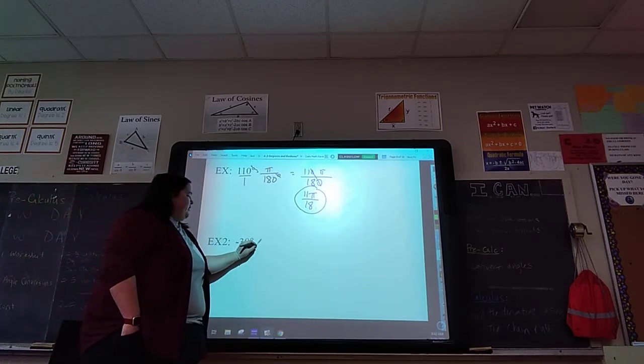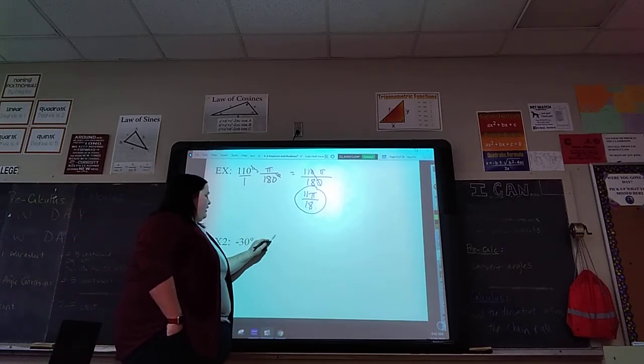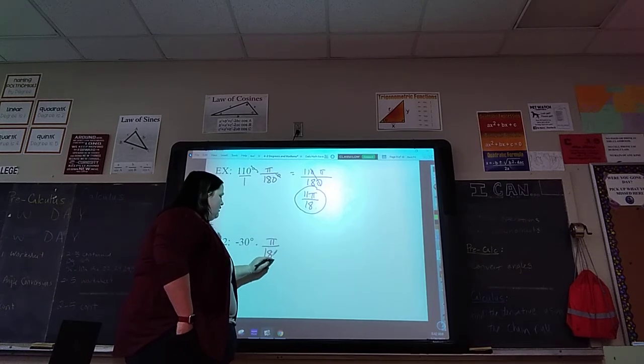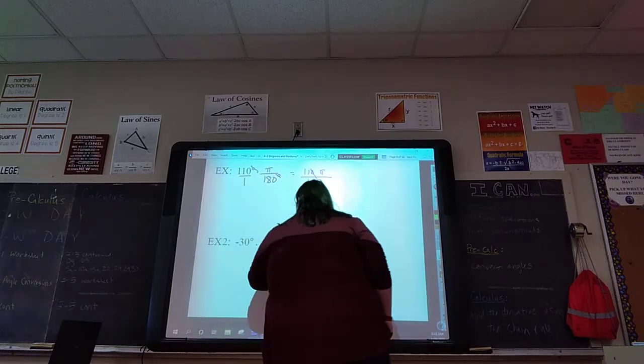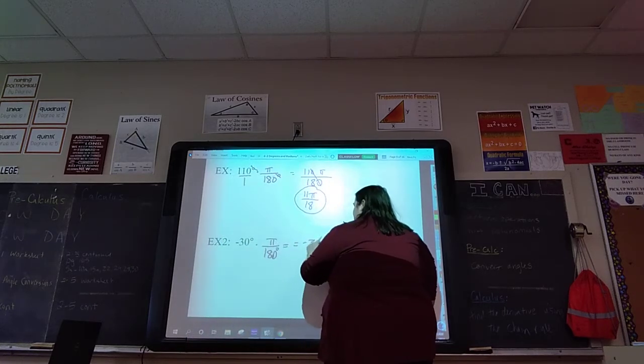We can work with negative angles. Just our answer is going to be negative. So we have pi over 180. You multiply across, and you can get rid of the little degree symbol. We have negative 30 pi over 180.